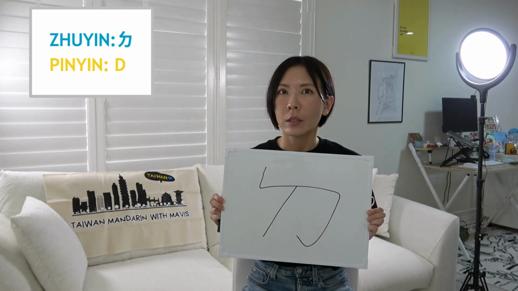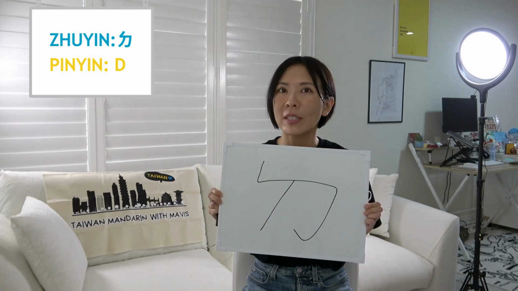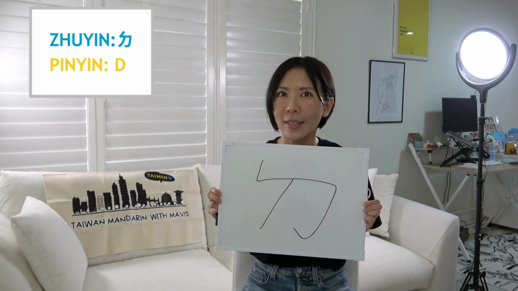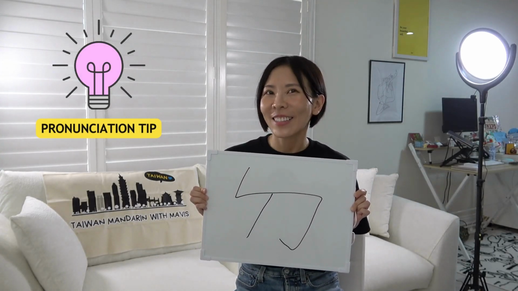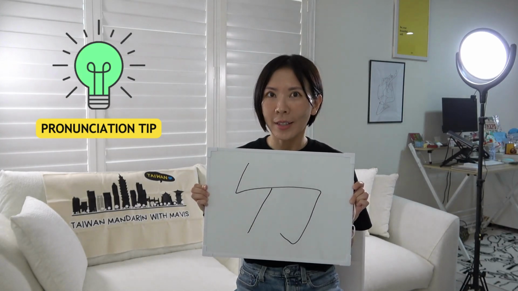The 5th consonant is D. Repeat after me. D. The equivalent would be how you pronounce the symbol D in Pinyin, which is also D. So do you know how to say D? Duh. Exactly. D. D. D.